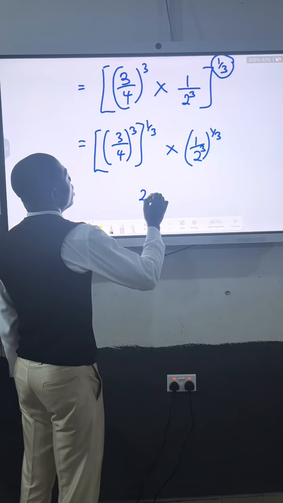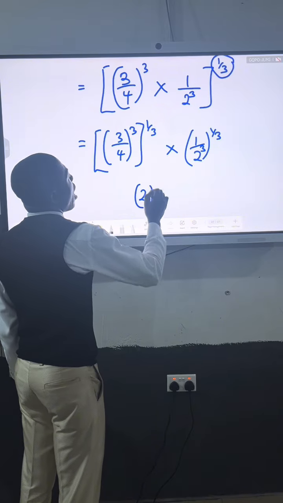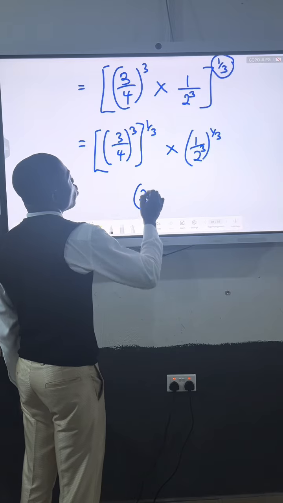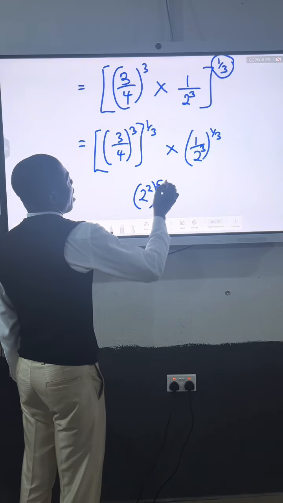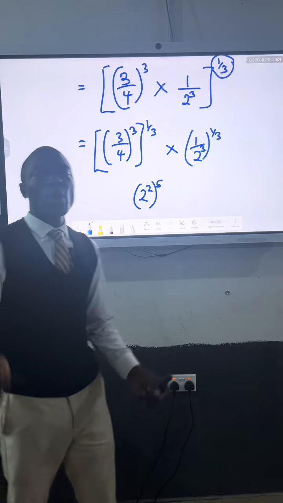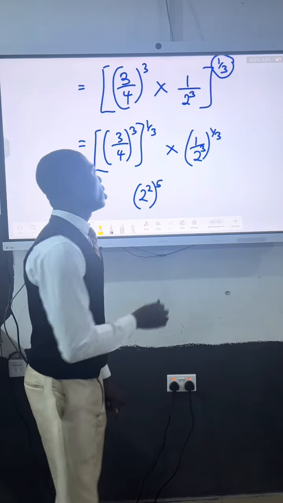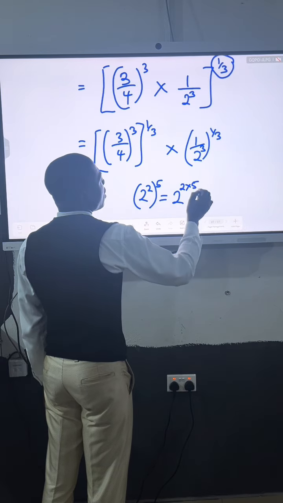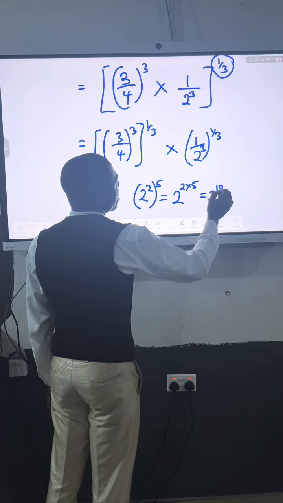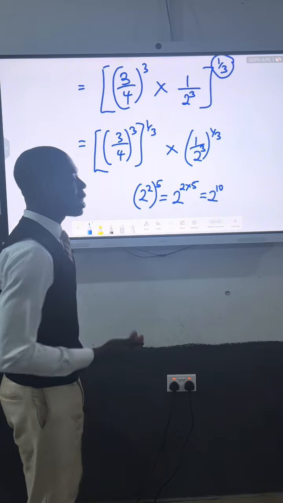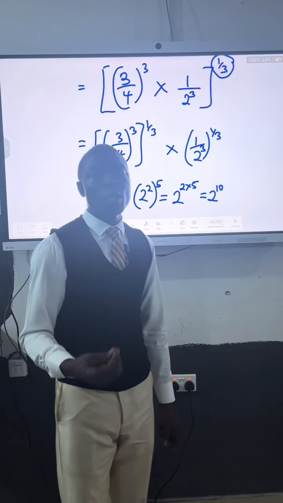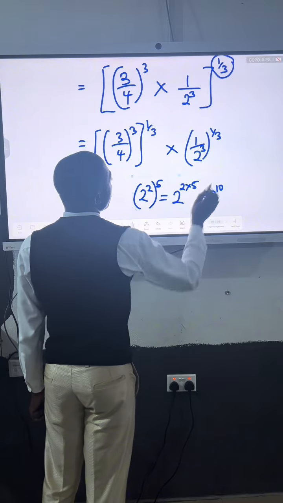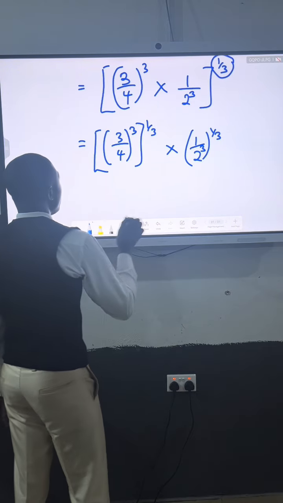Now, another step. If I have 2 raised to the power of 2, raised to the power of 5 outside, a number raised to an index raised to another index, it means you can keep the number and multiply the indices, which is like 2 raised to the power of 10. Remember, this is not part of our solution. I'm showing you this to carry out an action. So let's take away this because it's not part of our work. I only brought it to explain this concept.